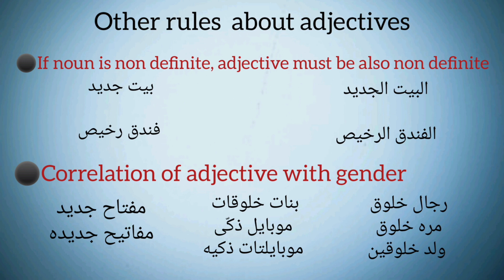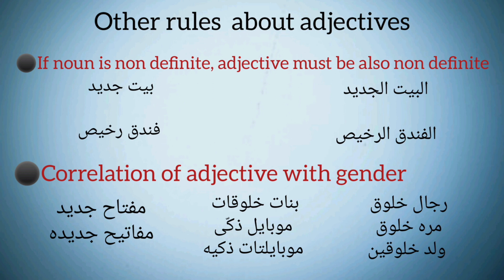موبايل ذكي. ذكي means smart and موبايل means phone. Smartphone. And موبايلات ذكية. As you know, in the previous parts, we have been taught that موبايلات is a non-intelligent plural being. Then we have to use a feminine singular adjective. موبايلات ذكية. The smartphones.